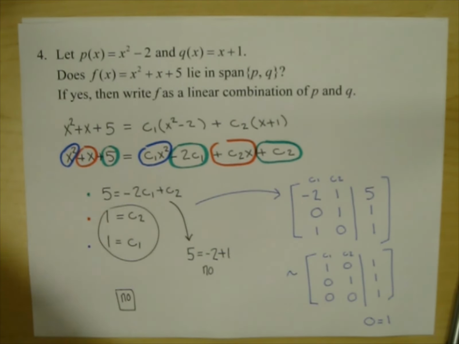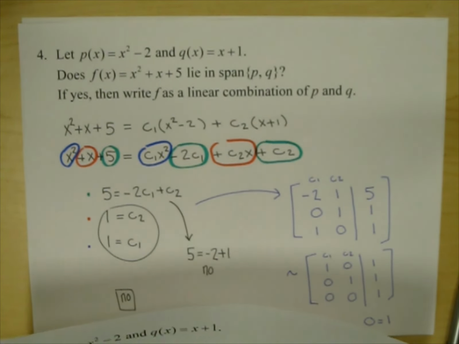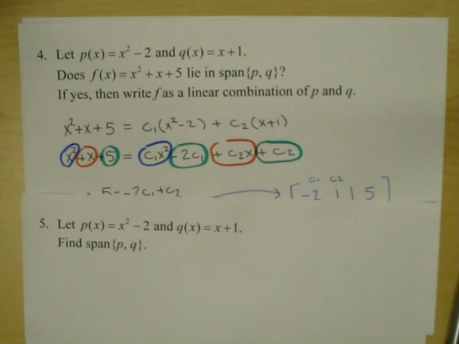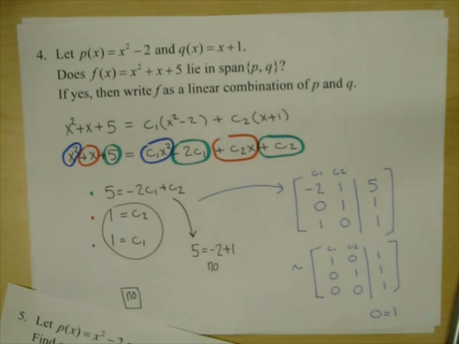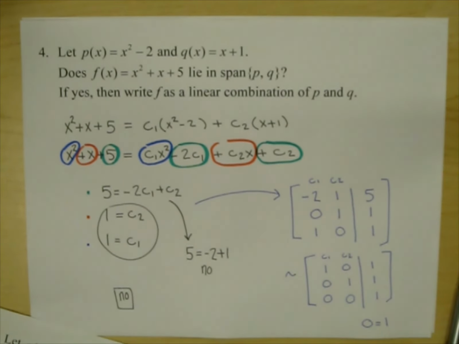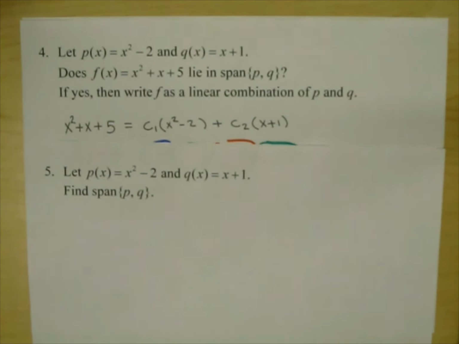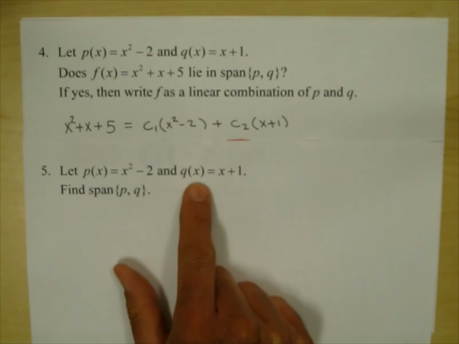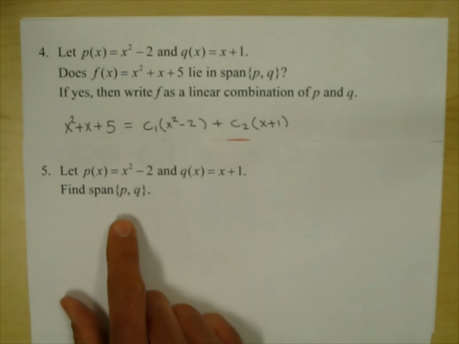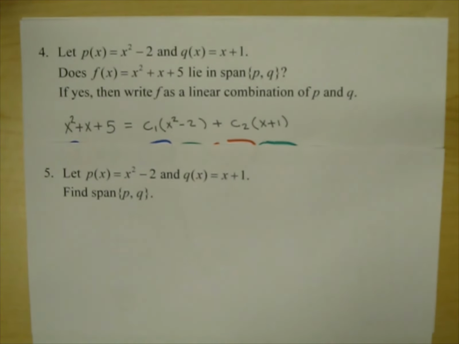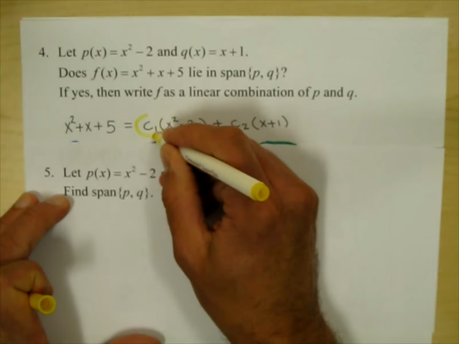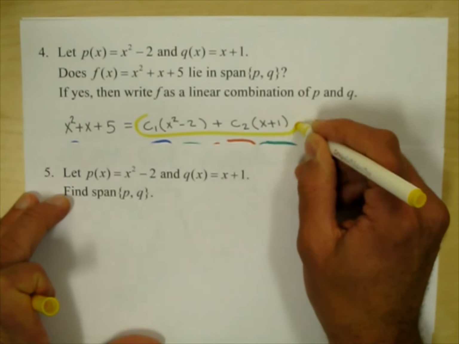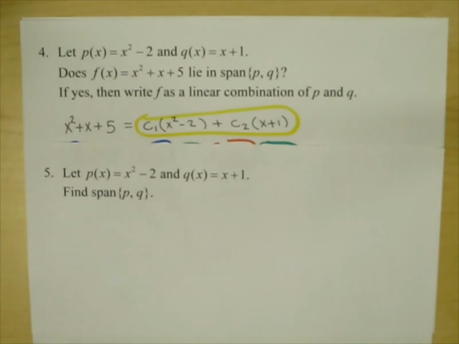But you know problem number 5, if I'm anything like I was with problem 1 and 2, this is problem number 5. So we're done with this. The answer is no. F is not in the span. So here we have it again. We have P is x squared minus 2 and Q is x plus 1. Find the span. And so the span is right there.